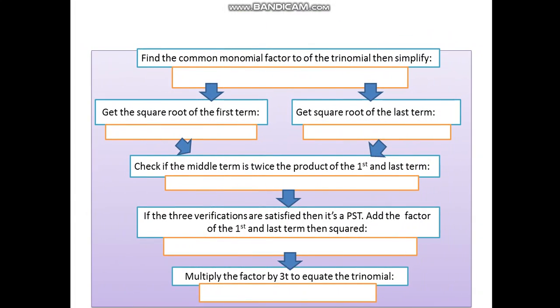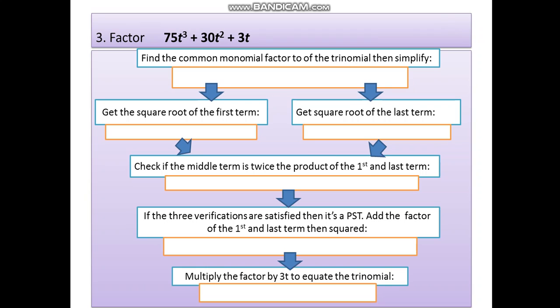Okay, number 3. Let us factor 75t cubed plus 30t squared plus 3t. Observe, this is not yet a perfect square trinomial. So let us first find the common monomial factor, which is 3t. Divide by 3t. The result is 25t squared plus 10t plus 1.